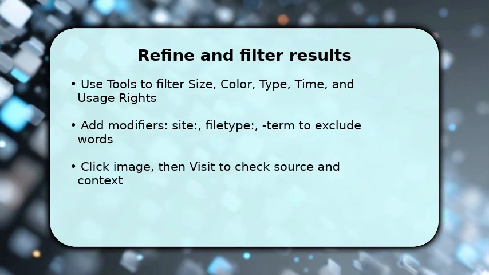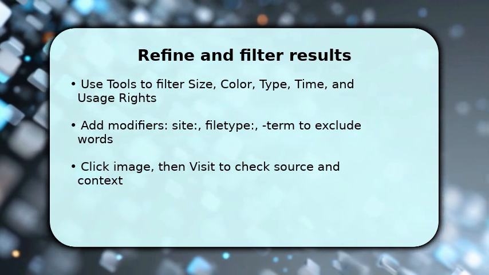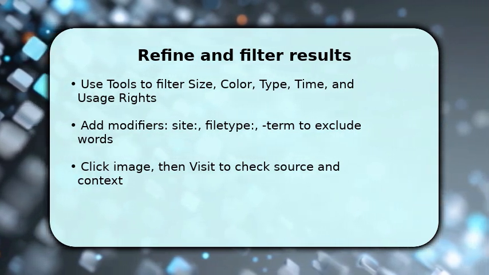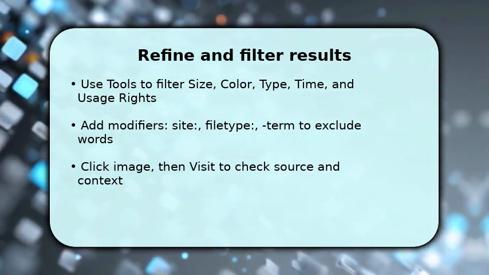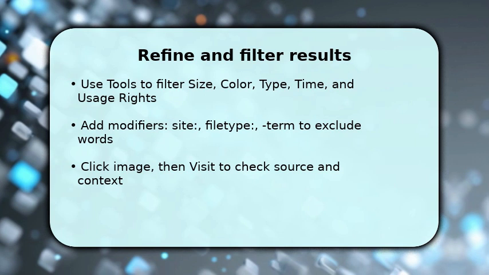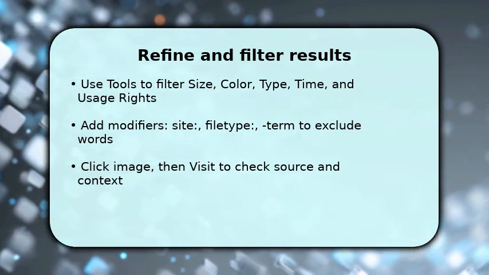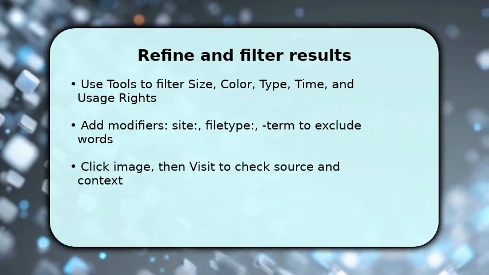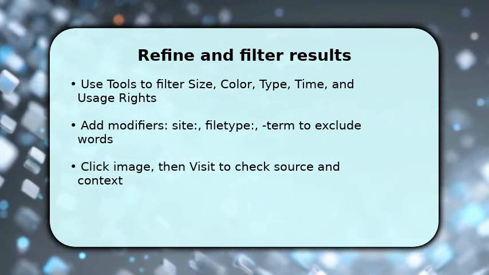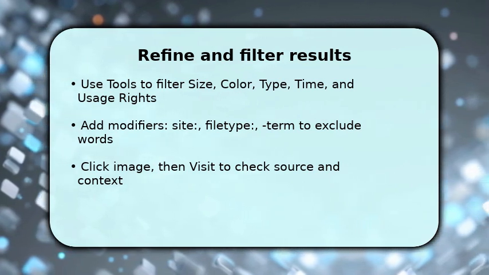Now refine results using tools. Choose exact size, transparent color, or type like clip art to target formats you need. You can also add modifiers such as cite, example, com to restrict domains, file type, PNG for formats, or a minus sign to exclude terms. These reduce noise and increase precision.